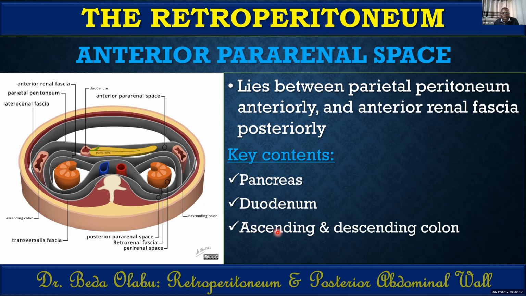We have ascending colon as well as descending colon, also being in the anterior pararenal space. These are the key contents of the anterior pararenal space. But you can never go wrong with lymph nodes and fatty tissue. They are found almost in every space.